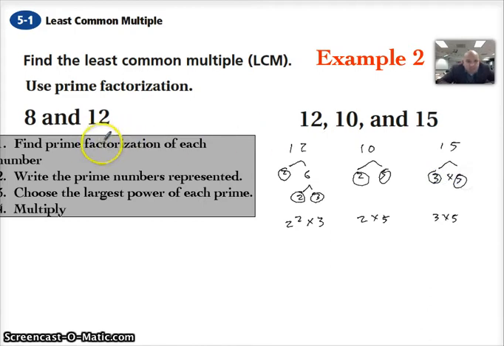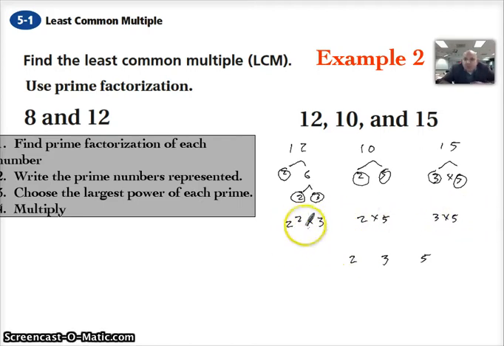Now, we found the prime factorization. Now we write the prime numbers represented. Well, there's a 2, there's a 3, and there's a 5. Note that the 2 is not common to all numbers, and the 5 is not common to all numbers, nor is the 3 common to all numbers, but these are all the primes that are represented.